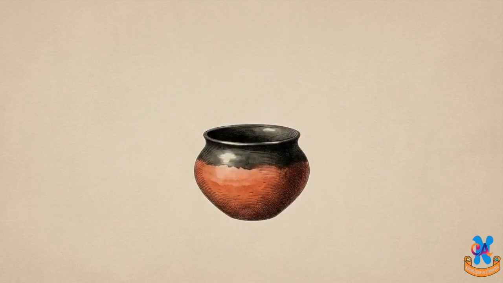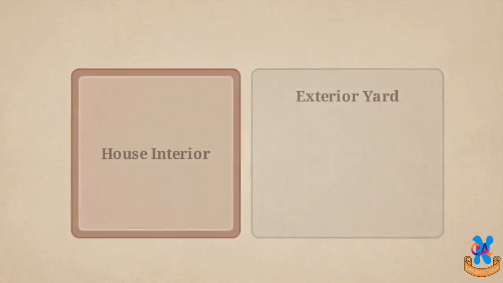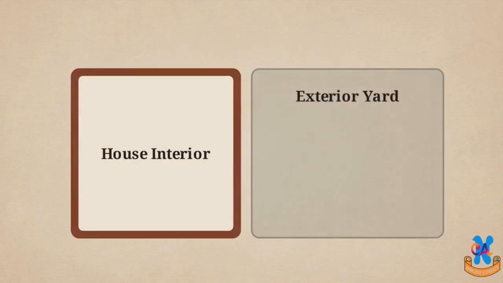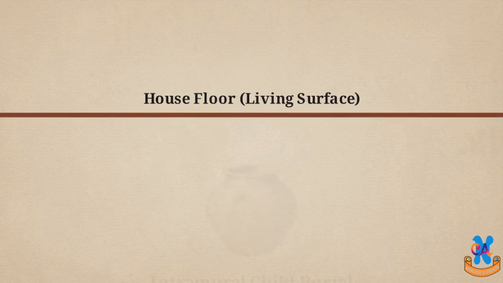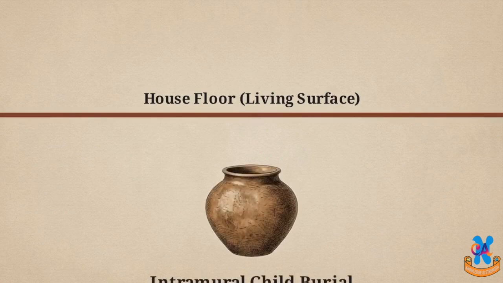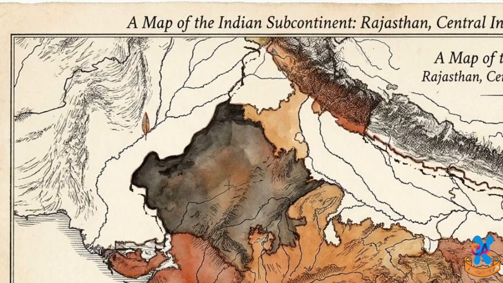Different regions developed specific silhouettes. The Jorwe potters, for example, designed these sharp-angled, carinated jugs with distinct projecting spouts. Settled life also formalizes how communities handle the dead. At Gaum, while adults were buried outside with grave goods, children were often placed inside clay urns and buried directly beneath the floors of the house. Today, these specific pottery shapes and burial customs act as archaeological fingerprints, allowing us to track how different ancient cultures specialized and organized their daily lives.